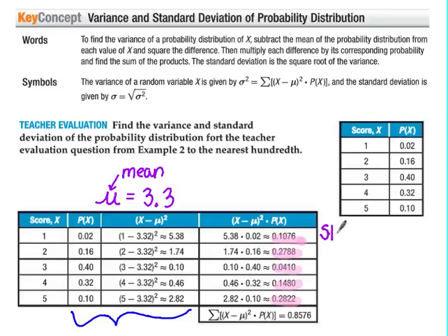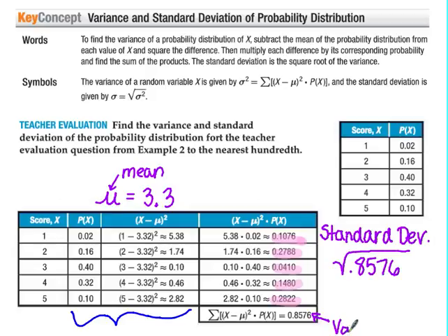To find the standard deviation, I'm going to take the square root of 0.8576. What is the standard deviation going to be in this problem then? Because this is the variance. So what is the square root? 0.926. So the standard deviation of this problem would be 0.93.